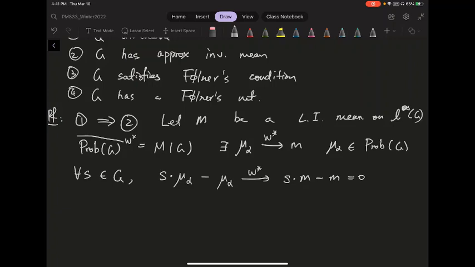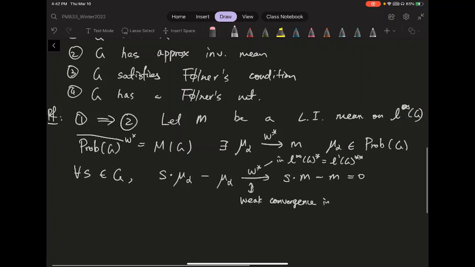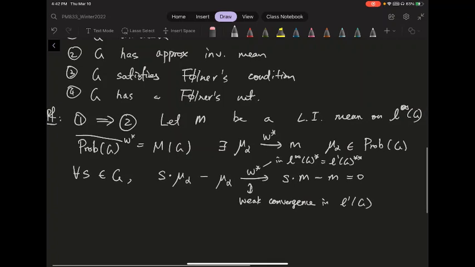But for weak star convergence, you pretend your mu alpha is coming from the L1 of G. The weak star convergence on the double dual of L1 is basically the weak convergence in L1. You think about the weak star inside the dual of L infinity of G, which is basically the L1 of G, the double dual. So this weak star convergence is the same as the weak convergence in the L1 space.